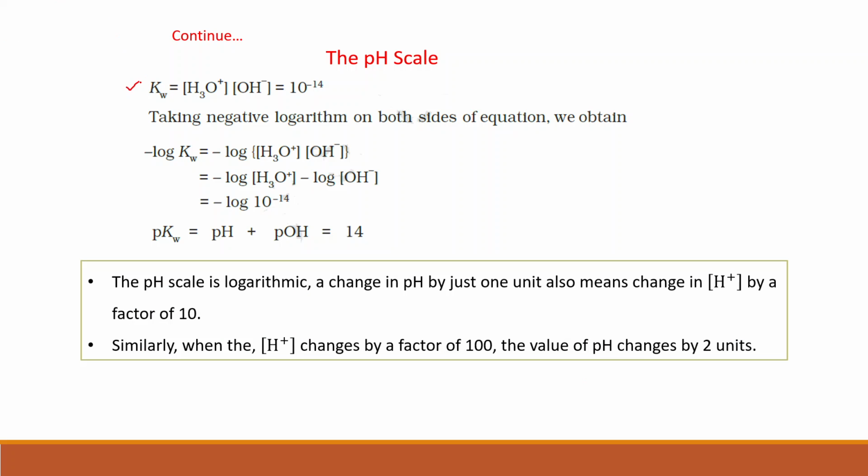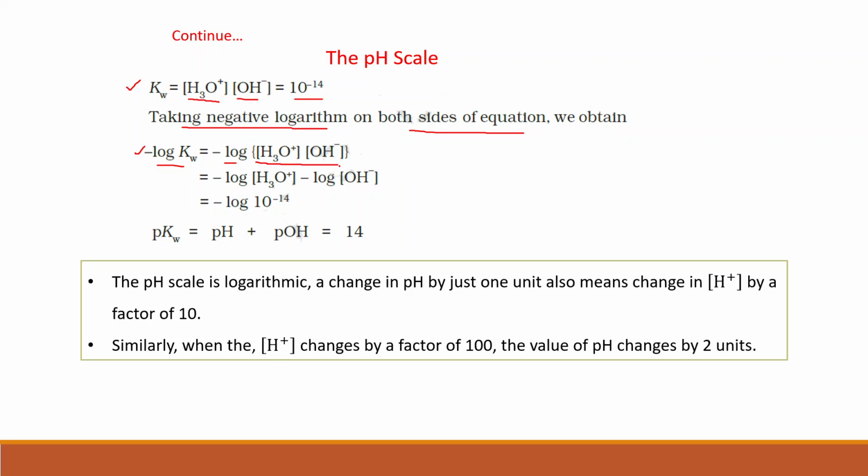Now this is the ionic product of water. Kw is equal to the concentration of hydronium ion multiplied by the concentration of hydroxyl ion, and this is equal to 10 to the power minus 14. Taking negative logarithm on both sides of the equation.